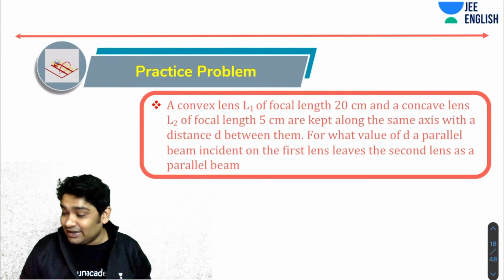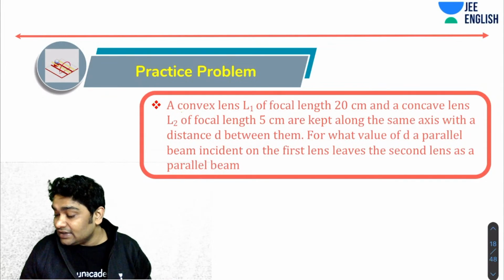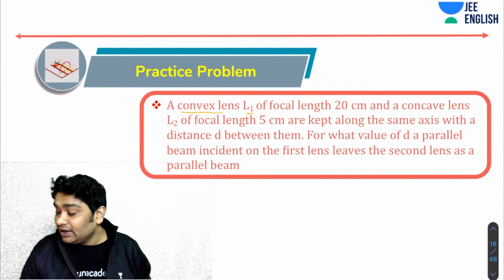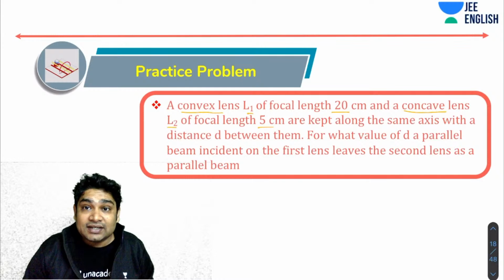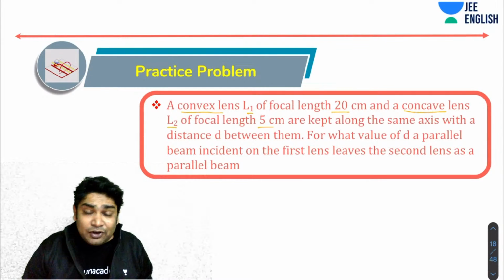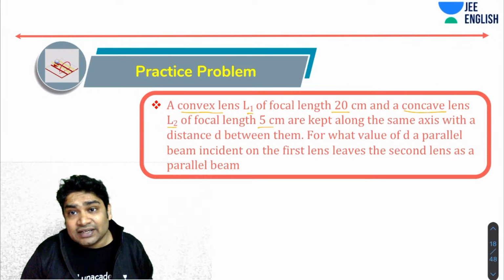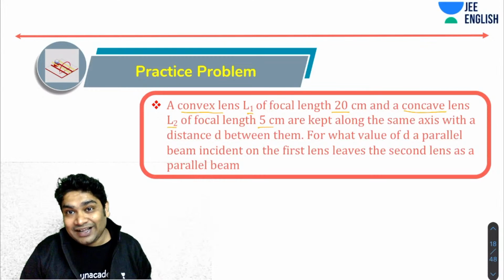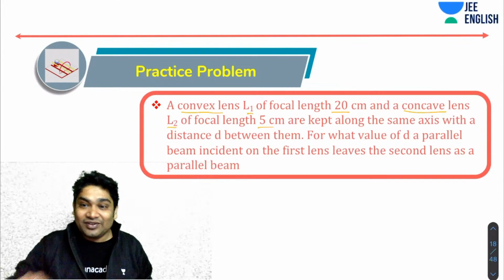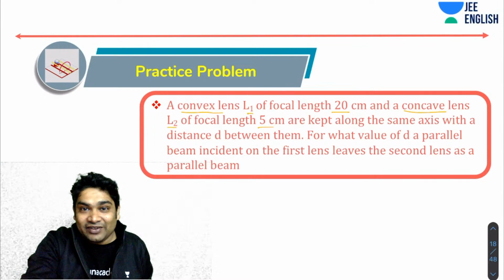All right, now let's take a look at this question. A convex lens L1 of focal length 20 and a concave lens L2 of focal length 5 are kept along the same axis separated by a distance d between them. For what value of d does a parallel beam incident on the first lens leave the second lens as a parallel beam? Try this and let's see how many of you can give me the answer. This should be very, very simple now.